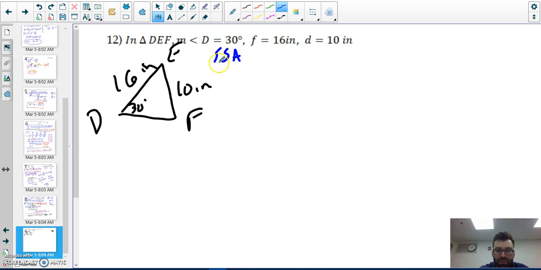This tells me if it's a side-side-angle that I need to use the law of sines. How do I know that? Well, D is 30, right? Solving the triangle means solve for all missing sides and angles.